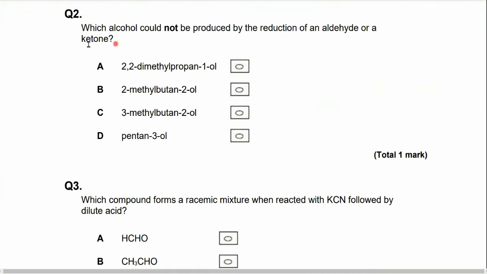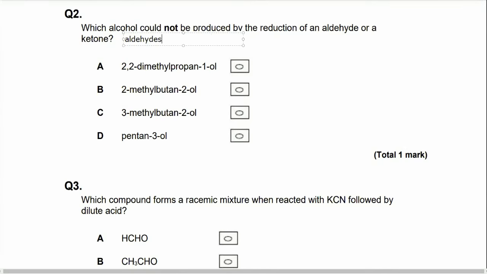Question 2. Which alcohol could not be produced by the reduction of an aldehyde or a ketone? If you have an aldehyde or a ketone, as you might remember, you can reduce them. You can use NaBH4, and you get the hydride ion joining on to the delta positive carbon on the carbonyl group. Aldehydes are reduced to primary alcohols, and ketones are reduced to secondary alcohols.